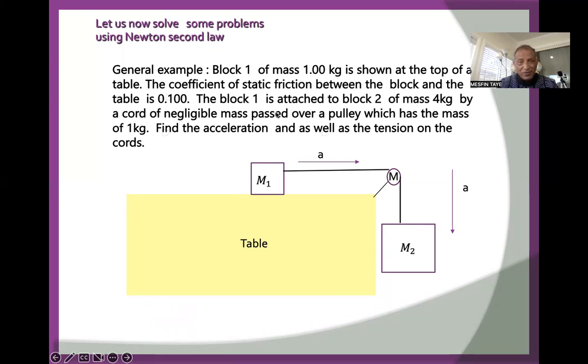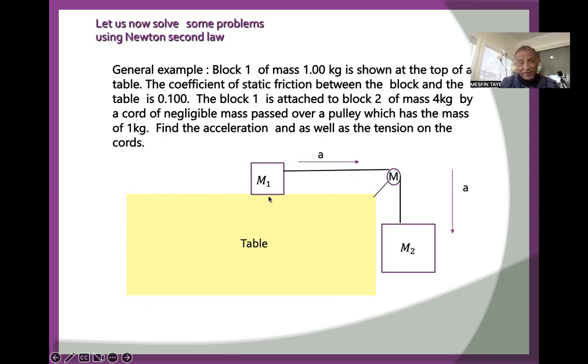Oh, I have a pulley. Sorry, the typo. So the cord is negligible mass. Yes, that's good. And the pulley has a mass of 1 kilogram. So I have a mass. M1 is 1 kilogram. M2 is 4 kilogram.